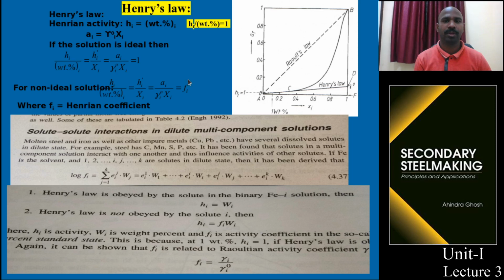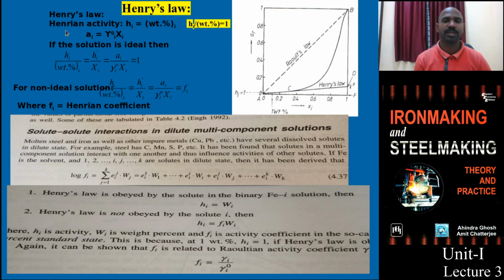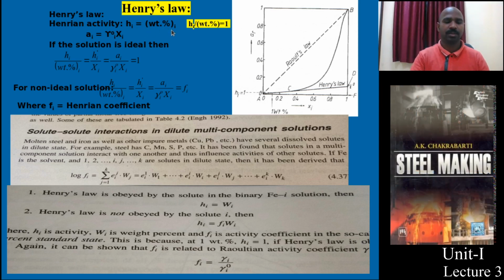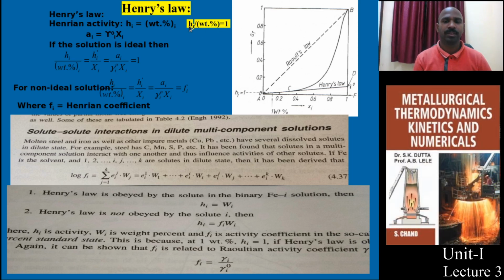And coming to Henry's law, similarly, Henry's law also suggests that the Henryan activity, as a_i is the Raoultian activity, h_i is called the Henryan activity, and is directly proportional to the weight percentage. It's not mole fraction, it is the weight percentage of the ith element. In other words, the ratio of the Henryan activity to the weight percentage is equal to 1. And there is a relation between Raoult's law and Henry's law.